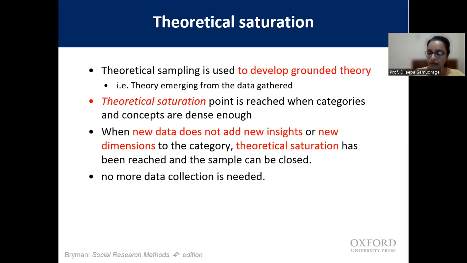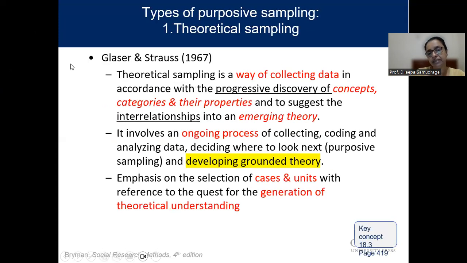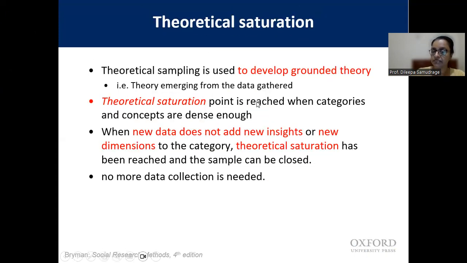If you cannot derive a particular concept or a theory using the data that you have collected, at that point you stop collecting data. That point we call the theoretical saturation point, right? So that is very important. In theoretical sampling, the theoretical saturation point is very important, right?